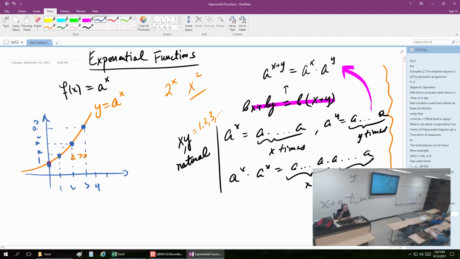So I have to find a way to fill in all of these values in between, and the answer is to first figure out the way for rational exponents. Say a to the 1/2. So I'm talking about this point right here.